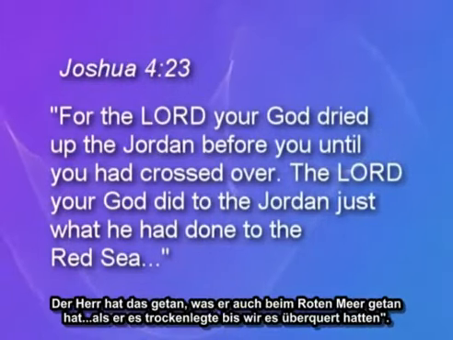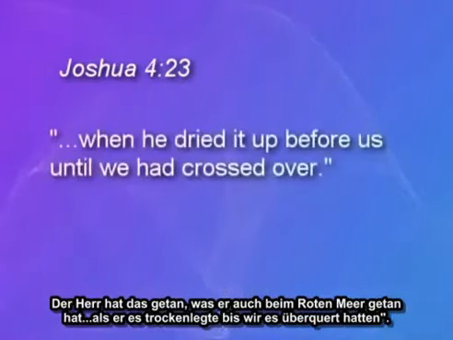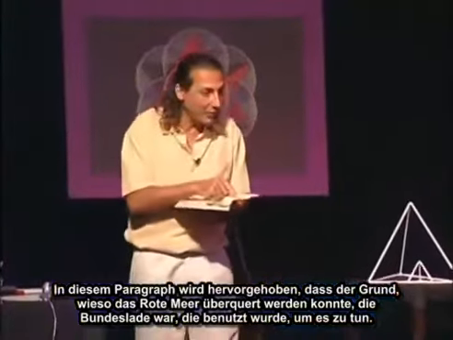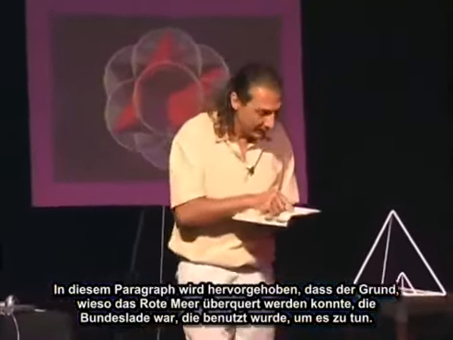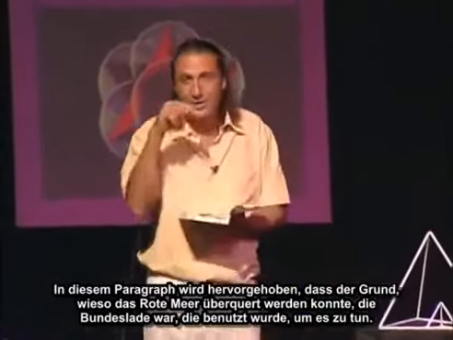Remember, the Lord is the tetragrammaton described as the Ark of the Covenant. "The Lord your God did to the Jordan just what it had done to the Red Sea when He dried it up before us until we had crossed over." In this paragraph, very specifically, it says that the reason the Red Sea was crossed and opened up is because it was the Ark of the Covenant that was used to do it.